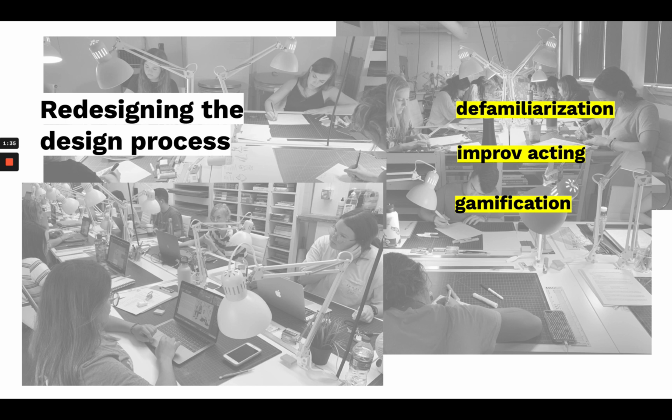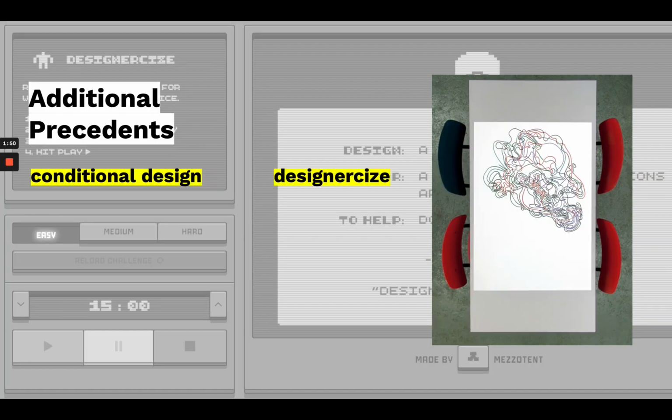We also were inspired by improv acting as a way to help our students that are fixating on certain paths and outcomes, and gamification to incorporate rules of play or constraints in an effort to help students explore and take risks. We also look to existing systems that shake up the design process, such as Conditional Design Workbook and Designer Size, which is an online design prompt generator.